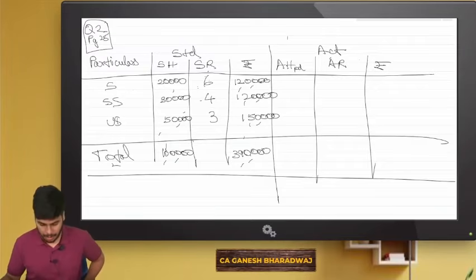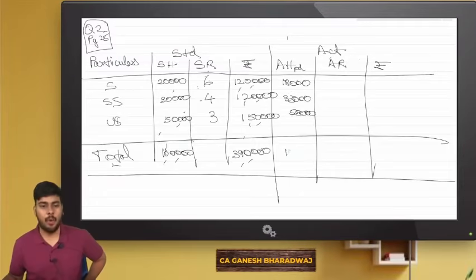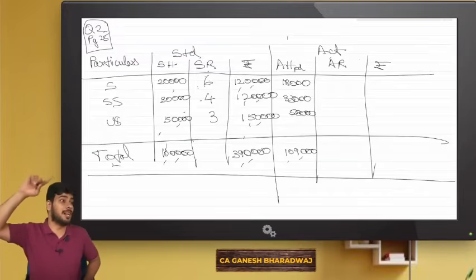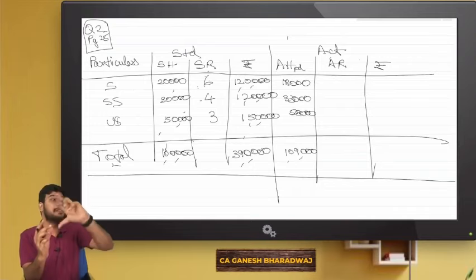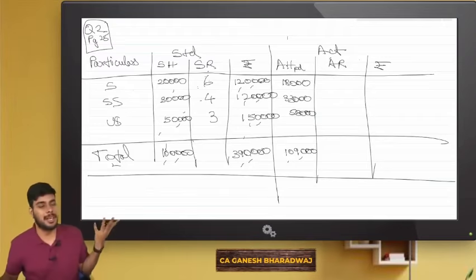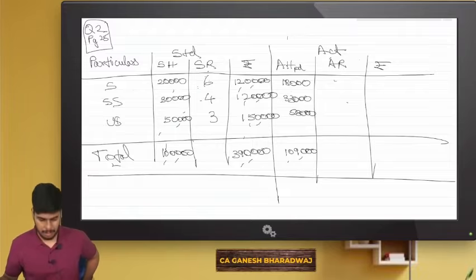Next, actual hours paid. How much? 18,000 hours, 33,000 hours. Pick it up from the question. Then 58,000. What's the total actual hours? Total actual hours 109,000. Why will we need this? When we are doing the revised actual hours, this will be the base on which we will compute the standard mix and all. Remember? Fine. Next, actual rate.